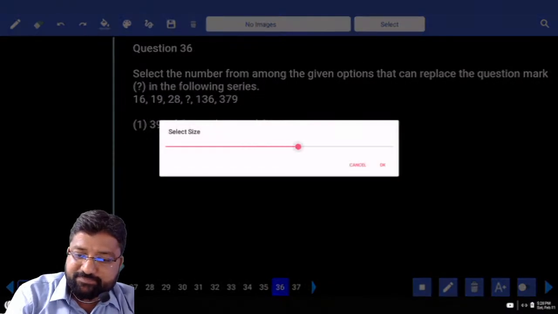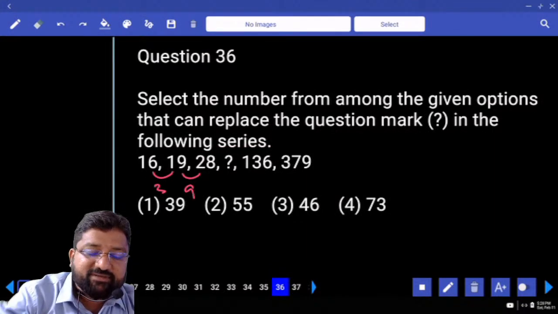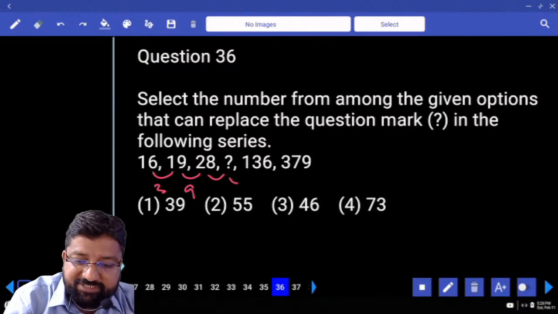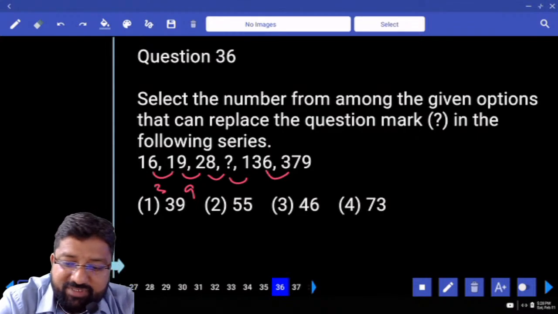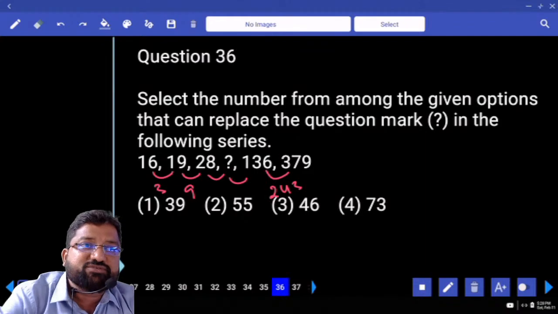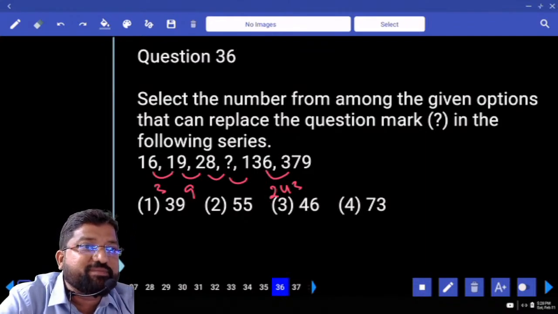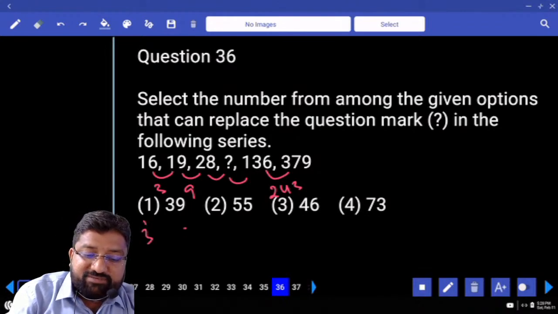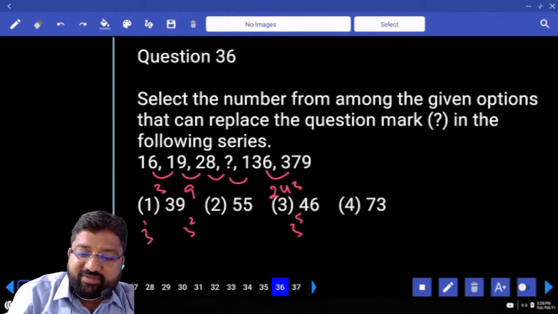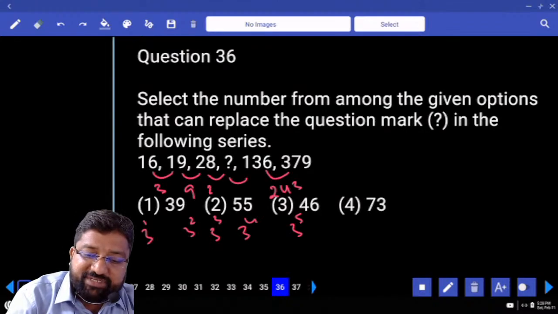This is how much? 3. This is how much? 9. 3 and 9, I'm not sure what's happening next because I'll go with the last. Can you tell me what is the difference here? 243. What is this 243? 3 power 5. 243 into the 3 power 1, 3 power 2, 3 power 5. Maybe this is 3 power 3 and 3 power 4. Right. 3 power 3 is 27. 3 power 4 is 81.